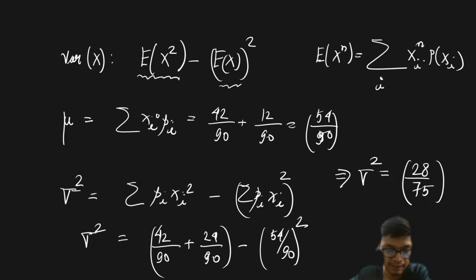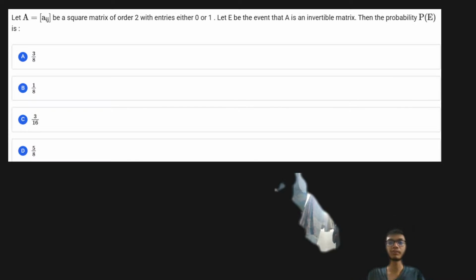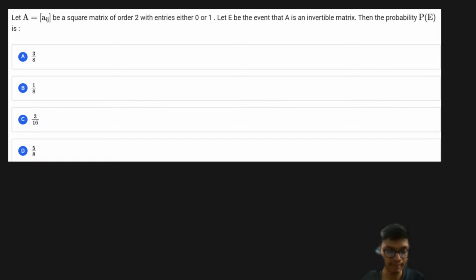Alright, so let's move to the next problem. Now this is a really interesting problem. It is talking about a 2x2 matrix, whose entries can be either 0 or 1. So it is a square matrix of order 2 whose entries are either 1 or 0. Now it is said that E be the event that the matrix A is an invertible matrix.